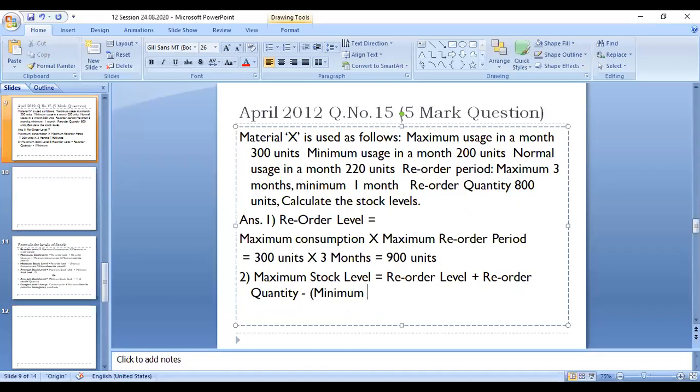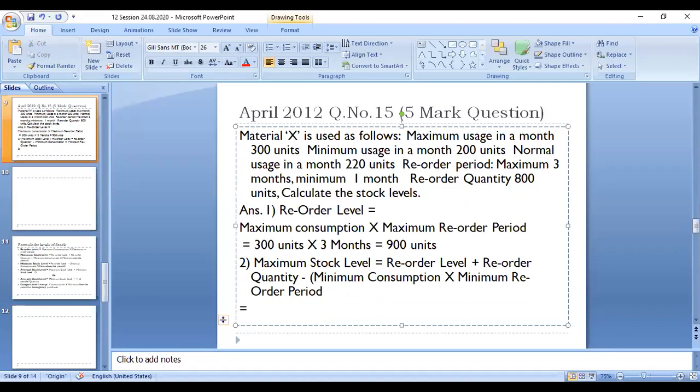Minimum consumption into minimum reorder period. So this is a formula. For the maximum stock level calculation, we have to take minimum consumption into minimum reorder period. Now the answer: reorder level is 900 units.